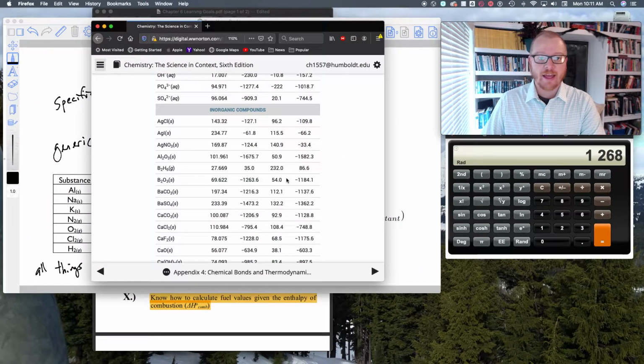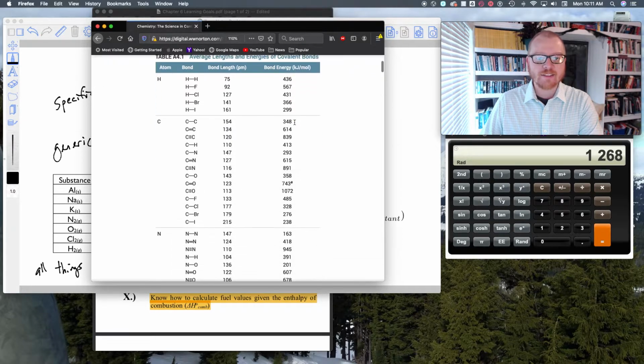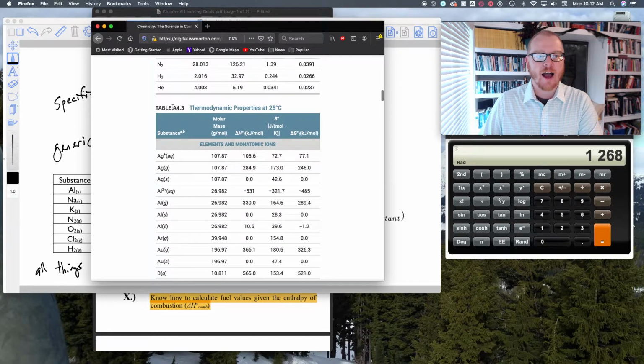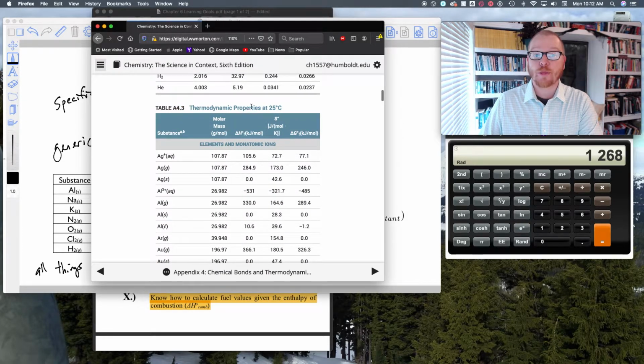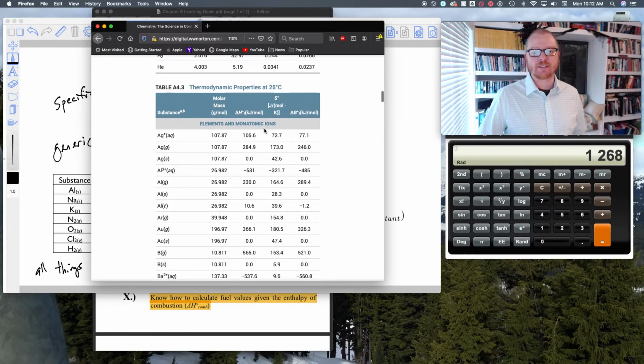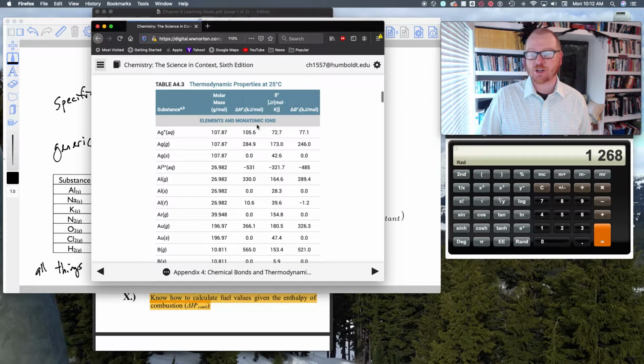If something is not in its standard state, we would have to look it up. So here I've got a table from the book. This is Appendix 4 from your book. Lots and lots of data, and I'm going to scroll down to table A4.3, thermodynamic properties at 25 degrees C, which is the same as 298 K. So this is standard states. Not only is the molar mass listed, but look, there's that delta H of formation.